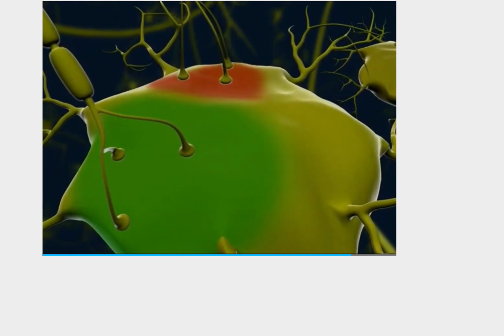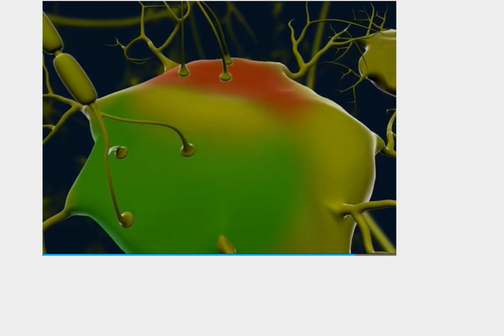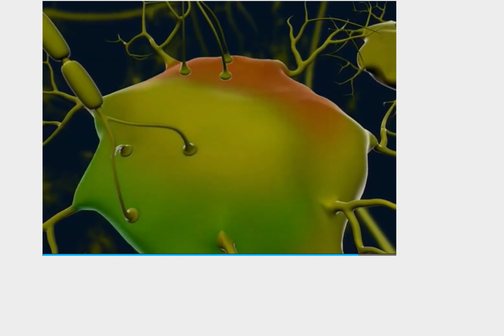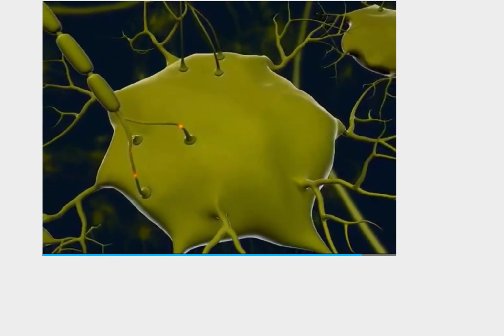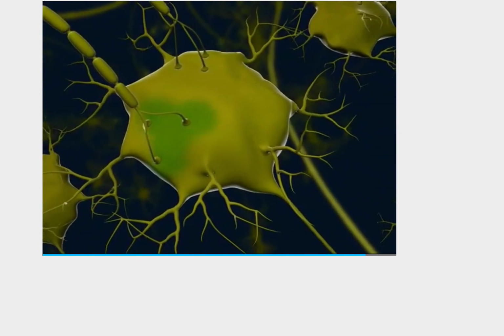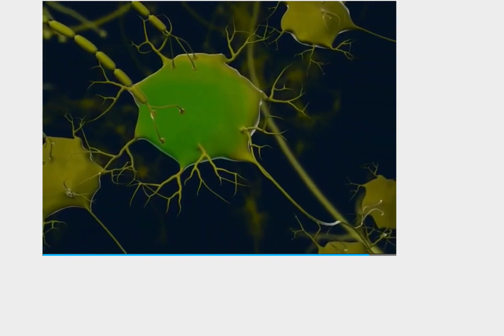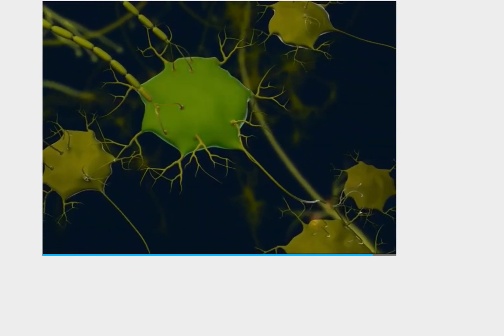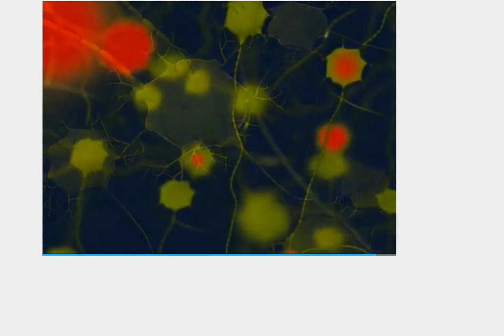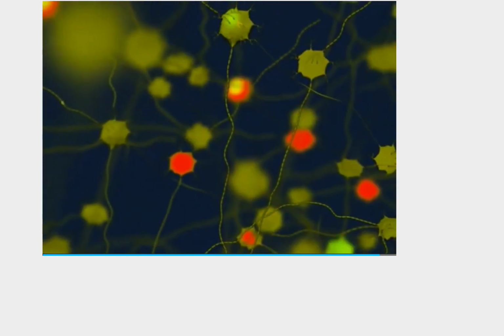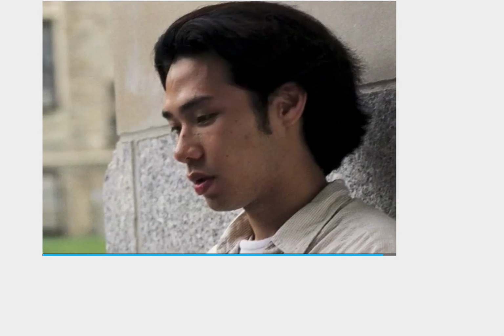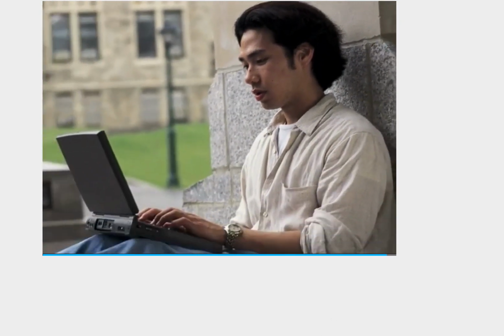The two sets of signals cancel each other out, and no action potential is generated. Now, only excitatory signals are transmitted, and the receiving neuron generates an action potential down its axon. The signals that pass between these and countless other neurons constitute our thoughts and coordinate our activities.